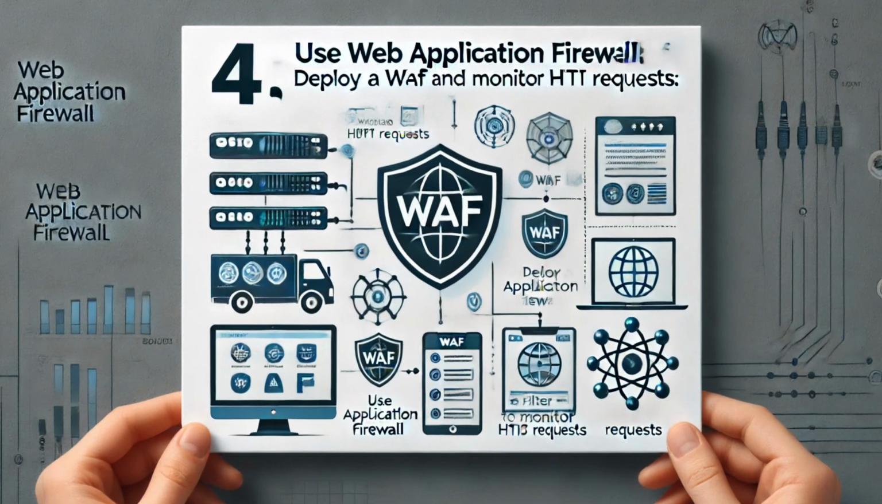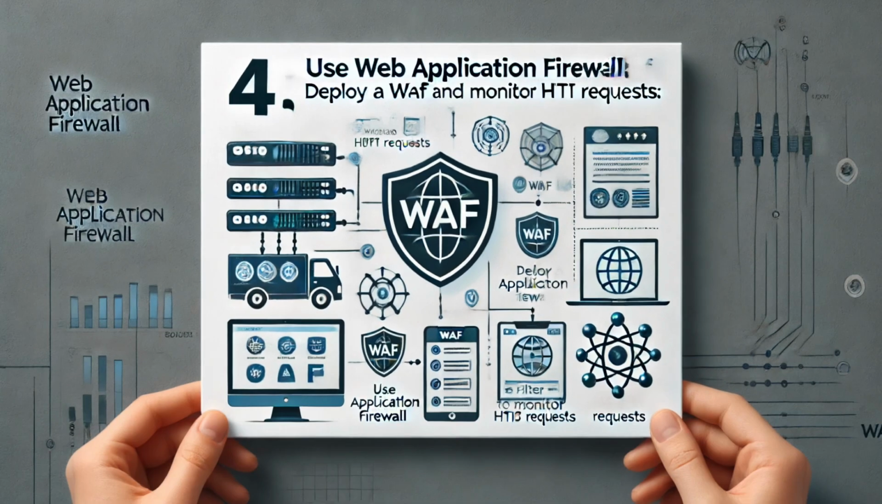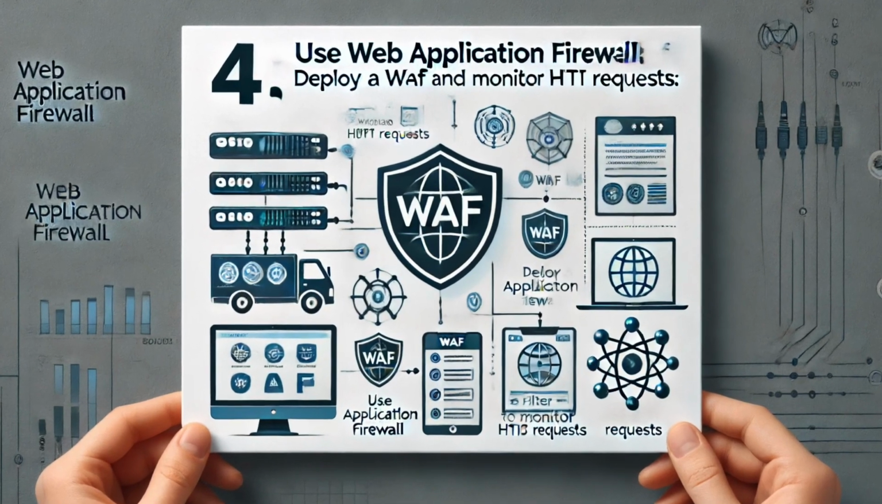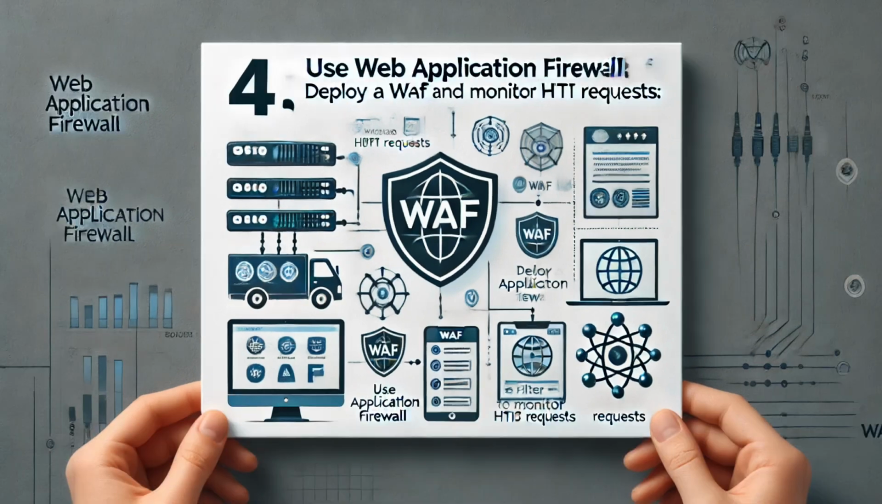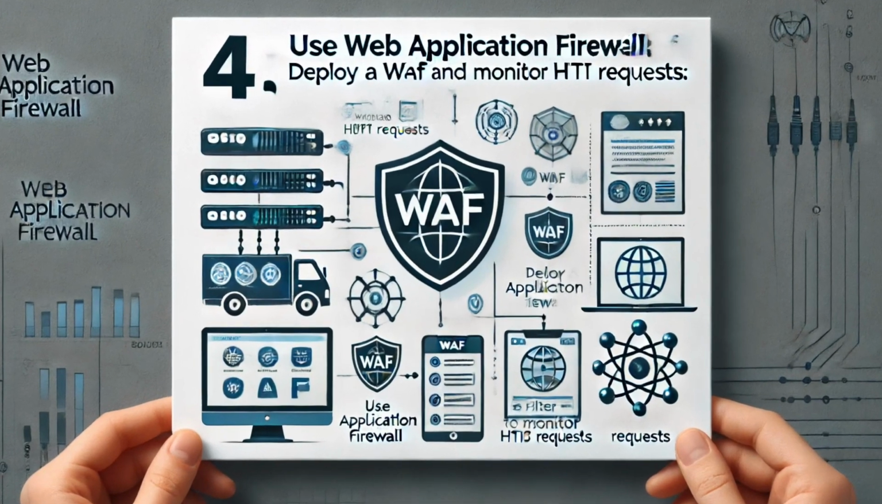3. Implement security headers. Add security headers to your web server configuration to protect against various attacks. 4. Use a Web Application Firewall, WAF. Deploy a WAF to filter and monitor HTTP requests. There you have it. You've successfully scanned a web server using Nikto and identified potential vulnerabilities.